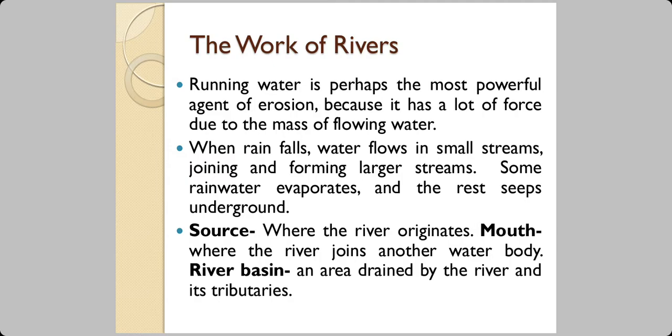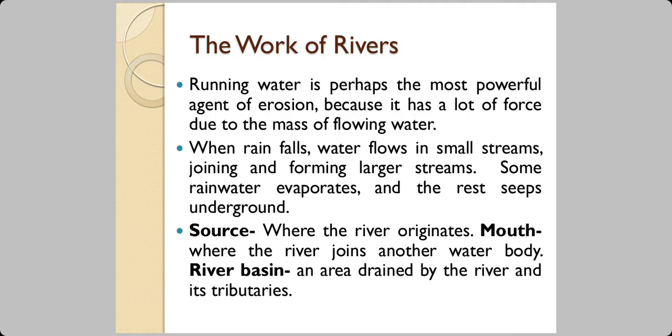When rain falls, water flows in small streams, joining and forming larger streams. Some rainwater evaporates and the rest seeps underground. Now, there are some terms which we use when we are talking about rivers and streams especially. Whenever we want to say the origin of a river, we say the source of the river. And wherever the river meets another water body like an ocean, we call that place where it meets the other water body the mouth.